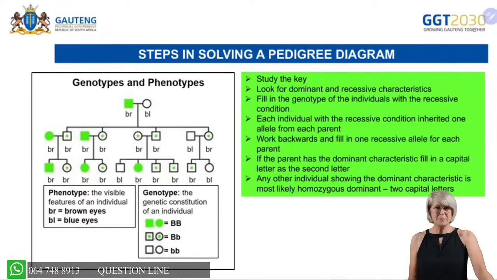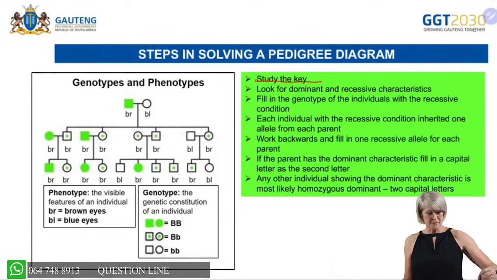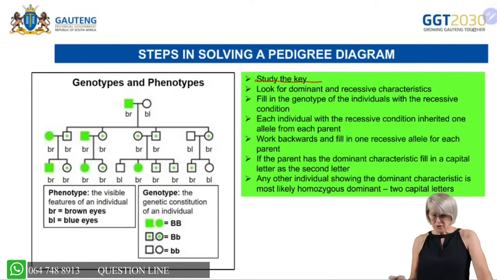Right, now the steps in solving a pedigree diagram. The first thing we need to do is look at the key. That's the key that they give you that says this is a male, this is a female, this is an affected male, this is an affected female. Then we go and look for the dominant and the recessive characteristics. Once we've figured out which is dominant and which is recessive, and they will usually give you that in the stem, then you fill in the genotype of the individuals with the recessive condition.